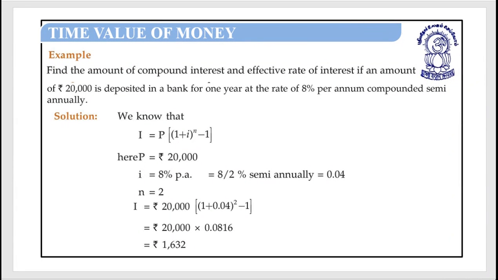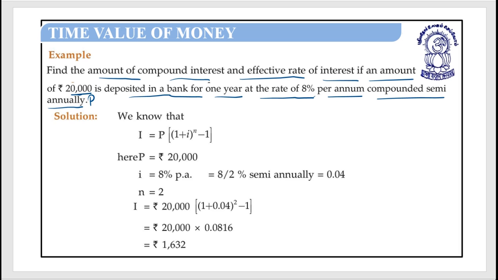Next example. Find the amount of compound interest and effective rate of interest if an amount of rupees 20,000 is deposited in a bank for 1 year at the rate of 8% per annum, compounded semi-annually. So here P is given, 20,000 deposited.